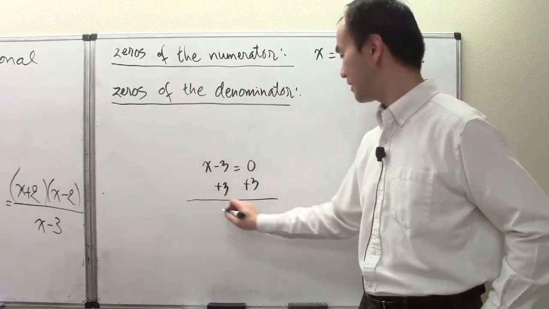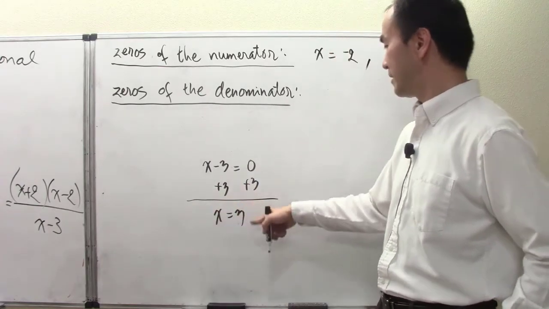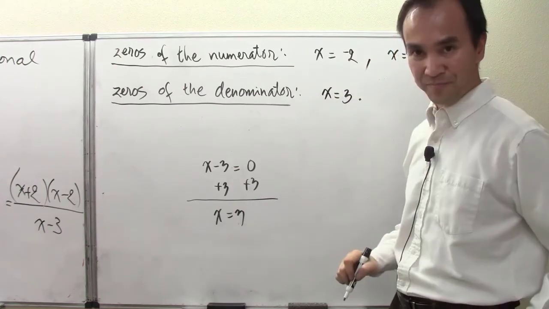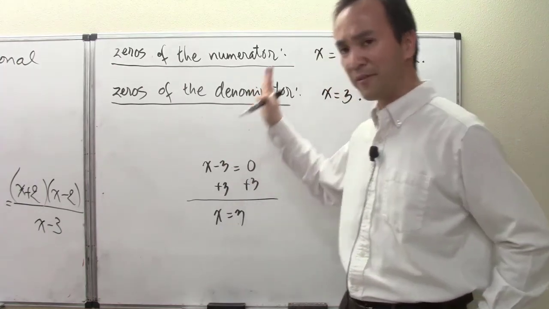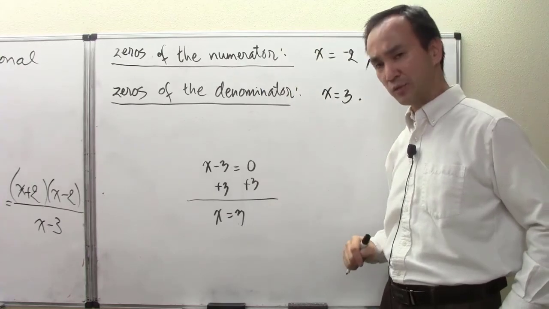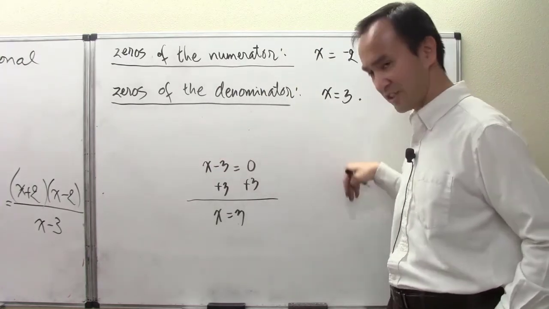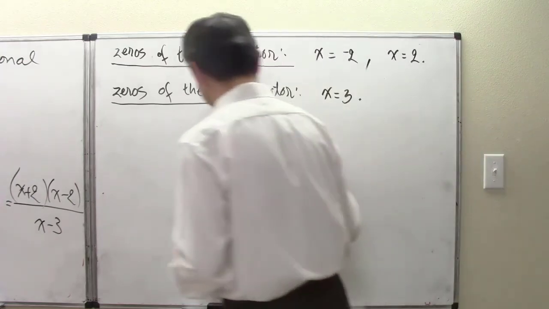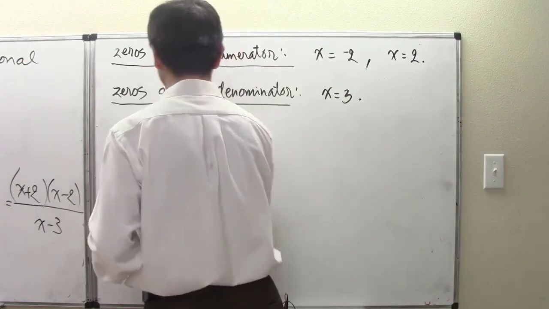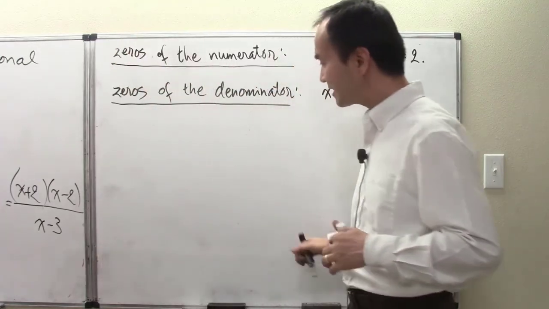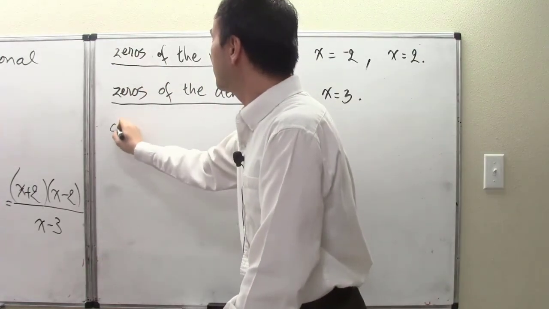Okay, I'm looking at x equals 3. This is the only 0 in my denominator, x equals 3. All right, and so now we are ready for putting all of these three values, these three zeros, from the simplified rational function to the sign chart right here. All right, so here comes the sign chart.